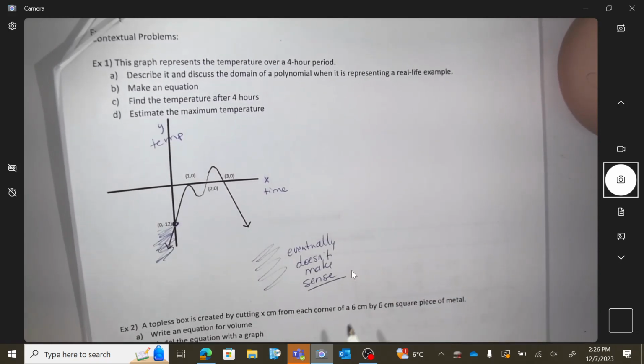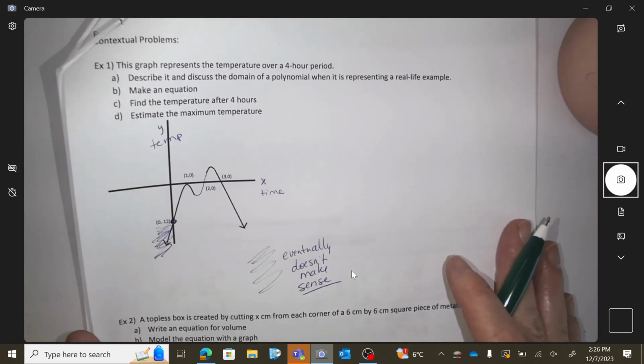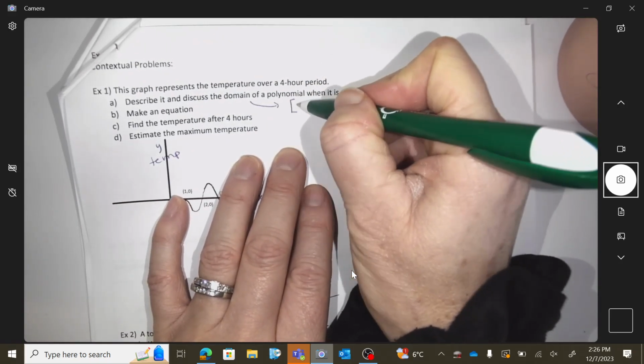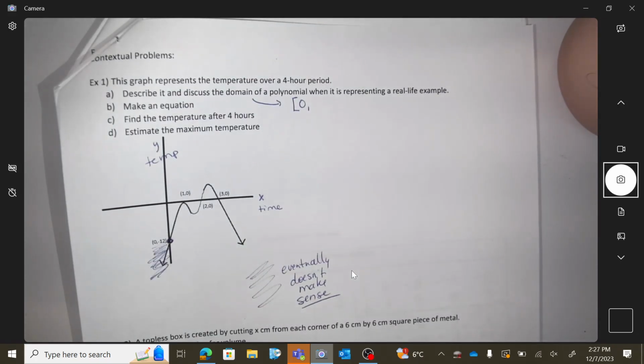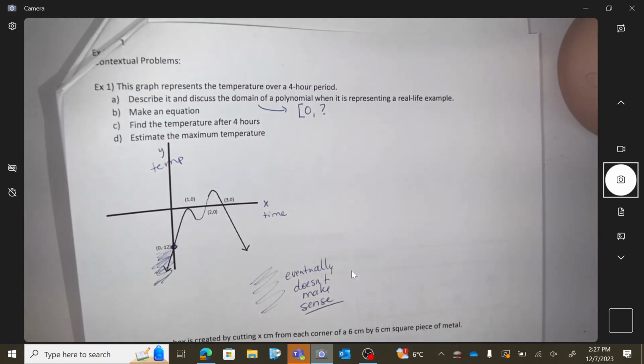Okay, so discussing the domain. So we obviously know with the domain that, right, x, 0 is the start, and then on this one I don't have a definite ending, but I know that it's not going to be infinity. So, right, that's kind of just an idea, just discussing it. Okay, we need to make an equation.